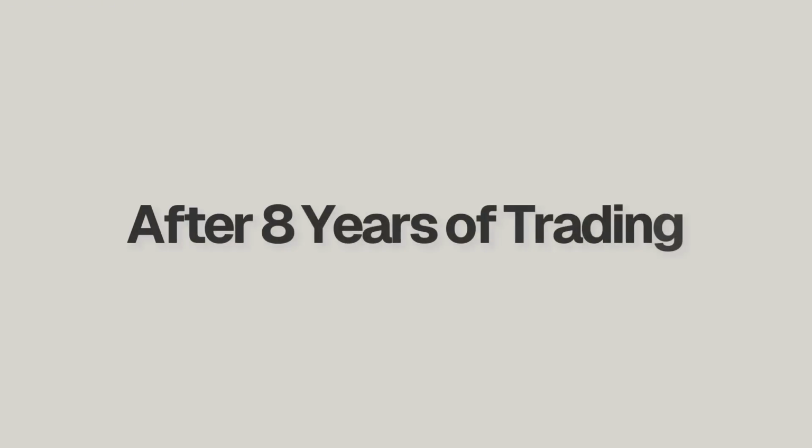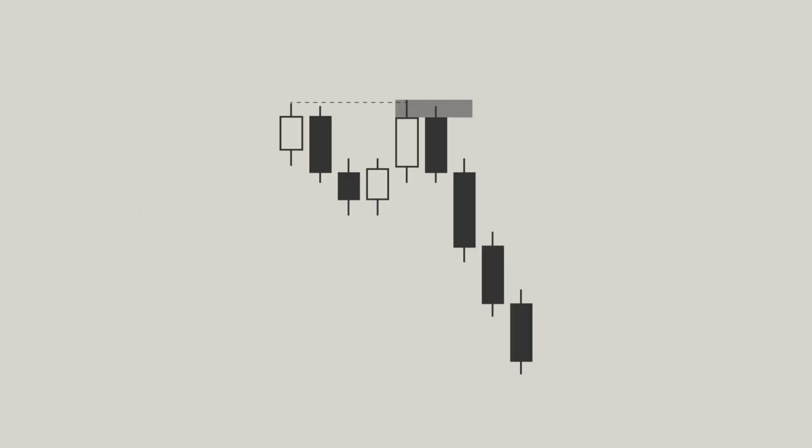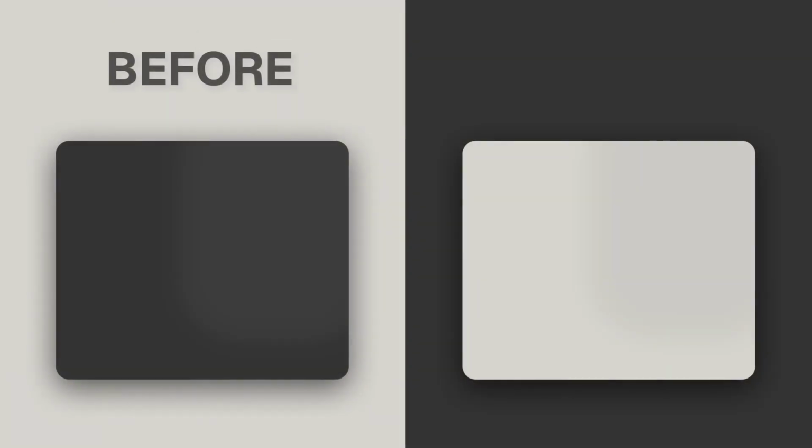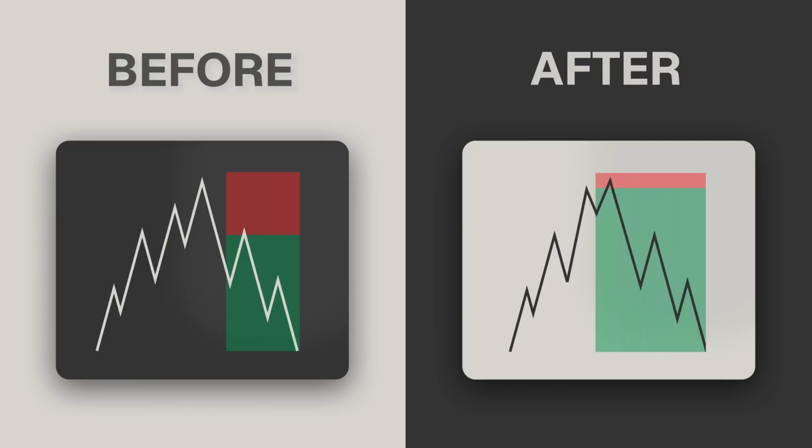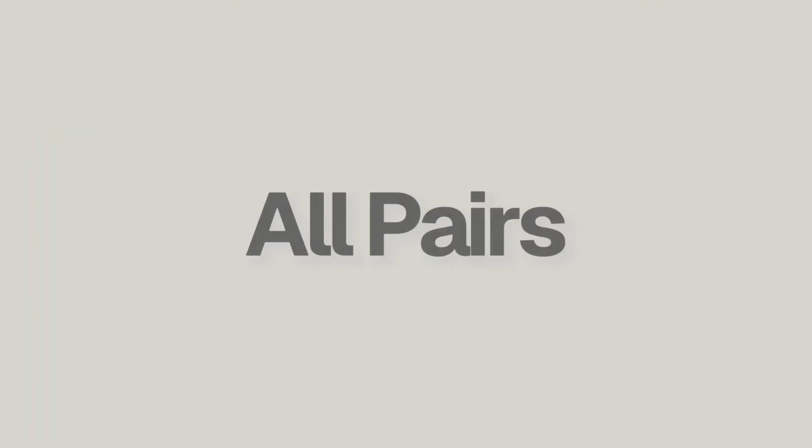After 8 years of trading, this is still one of my favorite high reward to risk scalping setups. It's called the weakness rectangle setup, and it uses one simple rectangle to catch the first sign of reversal early before everyone else. It works on all pairs any time of the day.